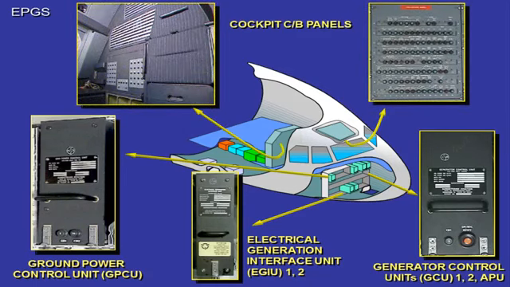The Ground Power Control Unit, GPCU, connects the external power to the aircraft network if all parameters are within the limits. It is also the central unit connected to the centralized fault display unit for on-board maintenance purposes. The Electrical Generation Interface Units, EGIU, are used by the ECAM to display the AC electrical power parameters. The Generator Control Units, GCUs, protect and control the aircraft network and generators. The main CB panels are located in the cockpit.